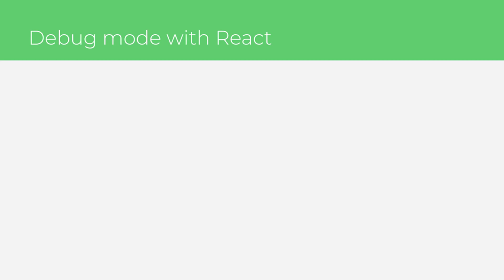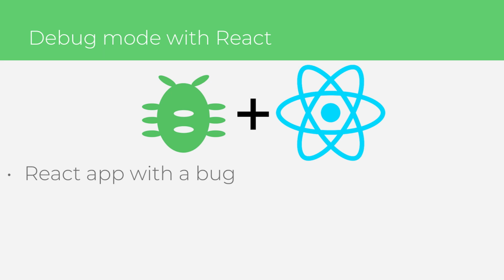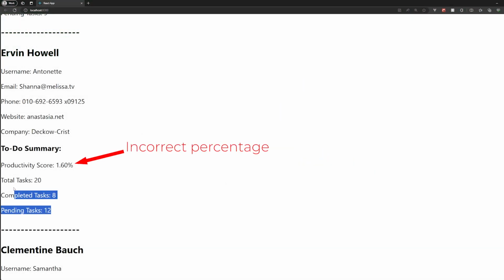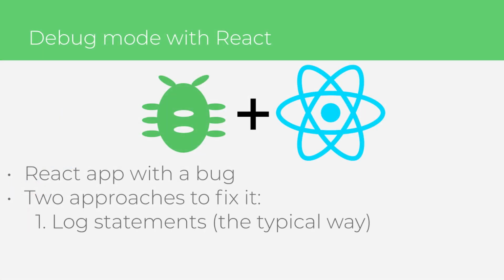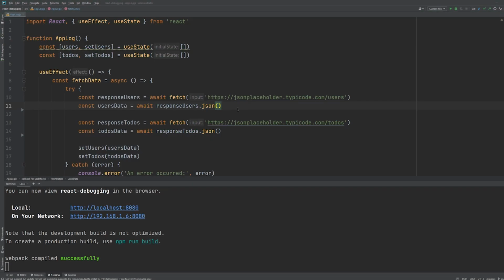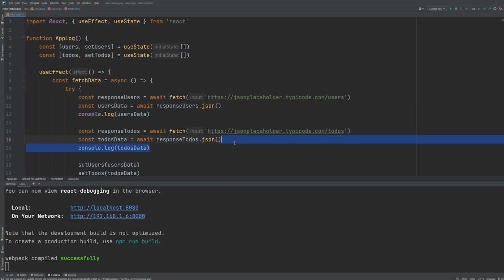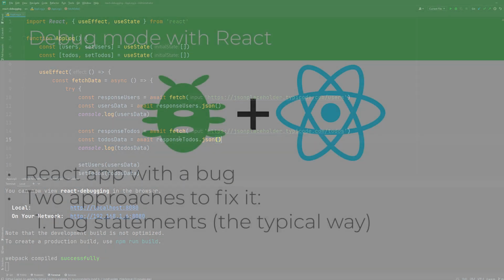In this video, I will demonstrate how to use debug mode in a React application which has a small bug. So we will take a look at two approaches on how to fix it. The first and most commonly used approach, especially in the front-end applications, where you just put console logs all over the code base, and then you will try to figure out what seems to be the issue there.